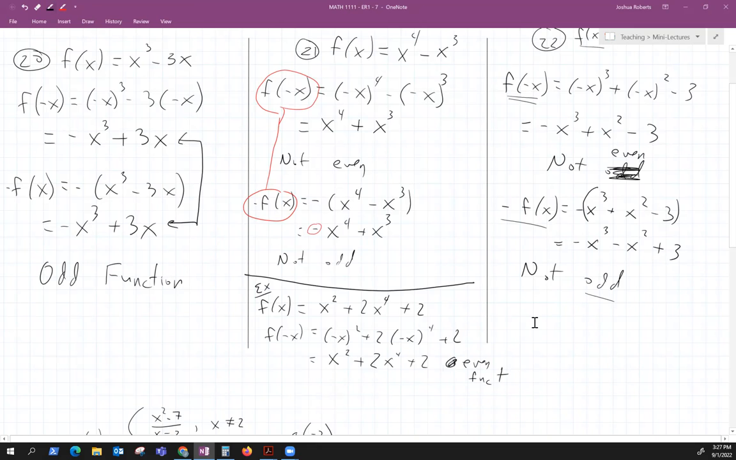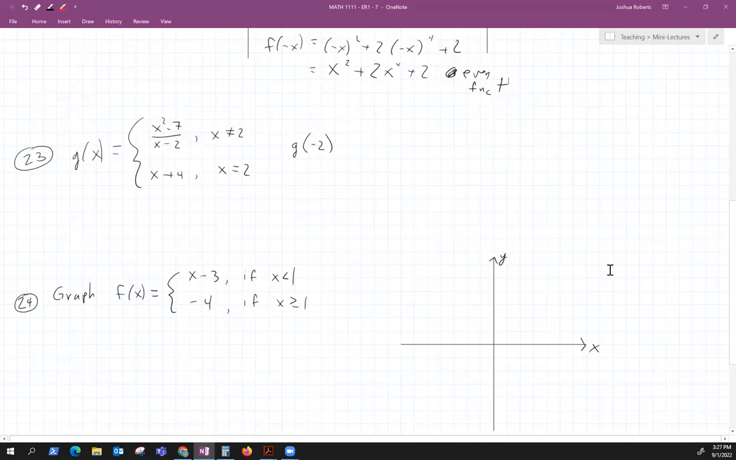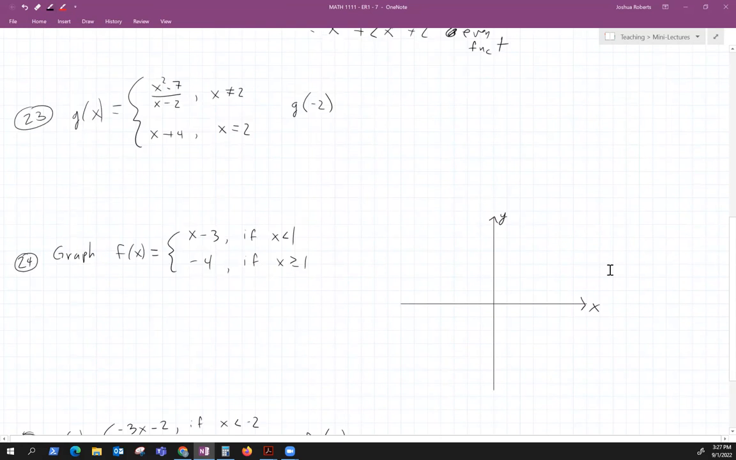I was also asked about numbers 23 through 25, so let's do those. These are all piecewise defined functions. So g of x is defined to be x squared minus 7 over x minus 2 if x is not equal to 2, and it's defined to be x plus 4 if x is equal to 2. Now, I want to evaluate g of negative 2. So I have to decide which of these two piecewise definitions do I use. I care about when x is negative 2, so that's going to be down here.